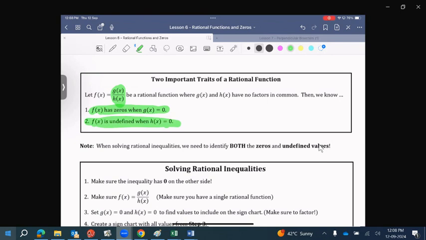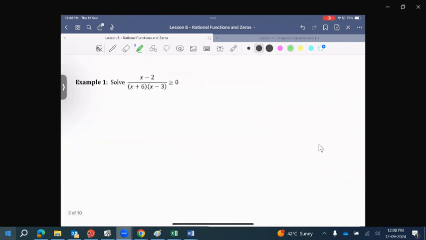When the polynomial in the denominator is 0, then the function will be not defined for those points. And we can use that. So remember, if g of x is 0, we're going to have a 0. If h of x is 0, we're going to have the function not being defined. Let's have a go at solving an inequality using this.